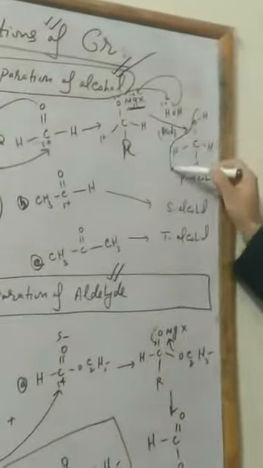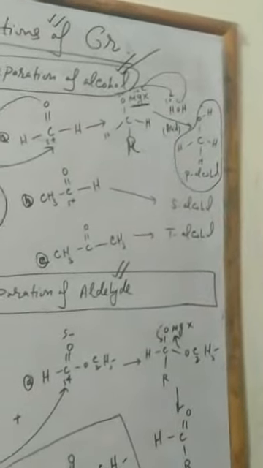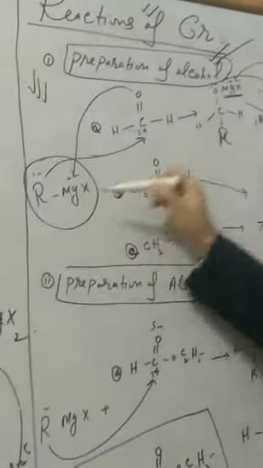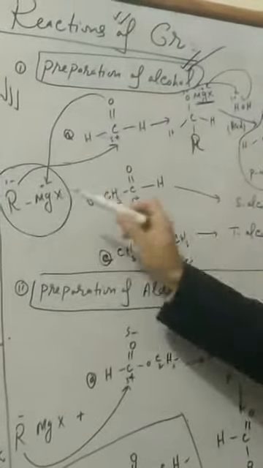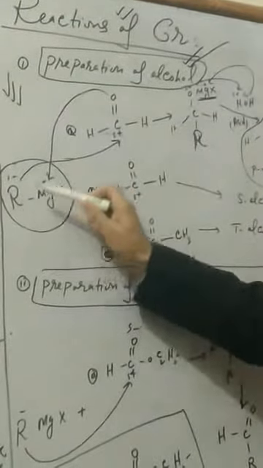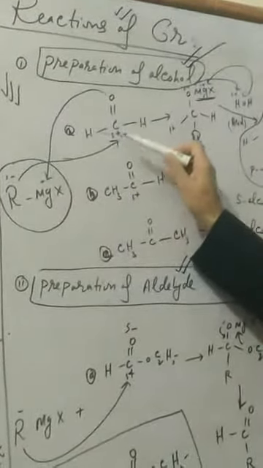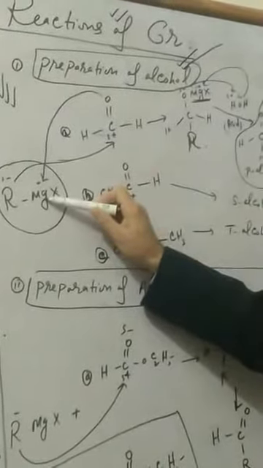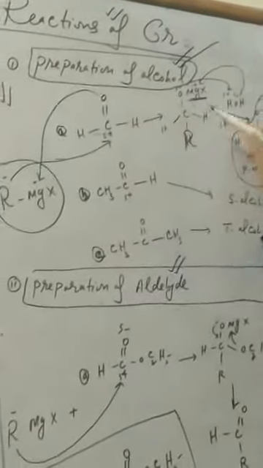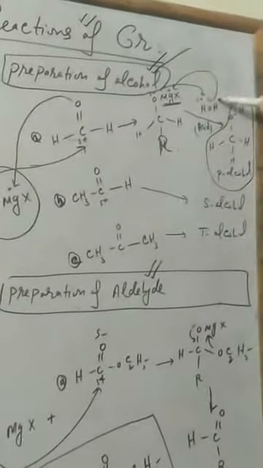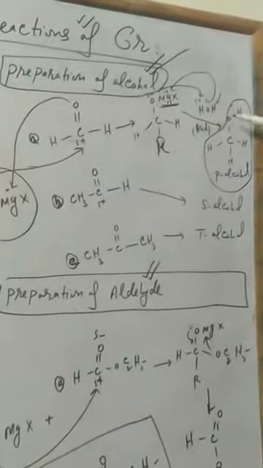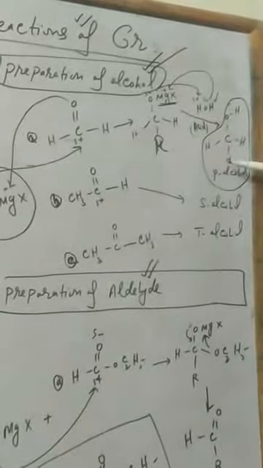It is similar to this one, and here you will get primary alcohol. So if you understand only this reaction, then the rest of the reactions are exactly the same with only a small difference here. R attacks this carbon, and Mg is attacked by this oxygen. You get this intermediate. This intermediate on acid hydrolysis gives rise to primary alcohol.